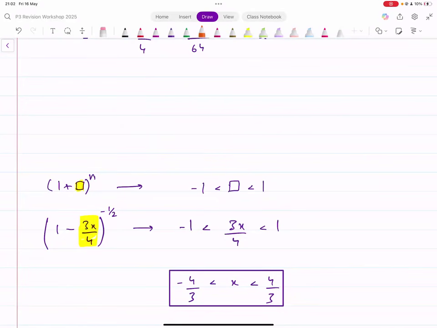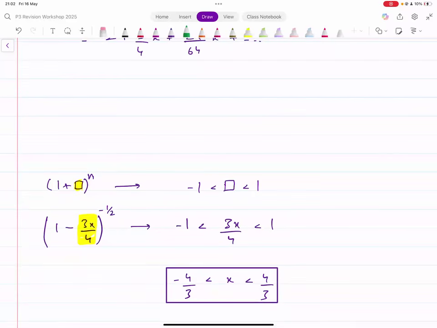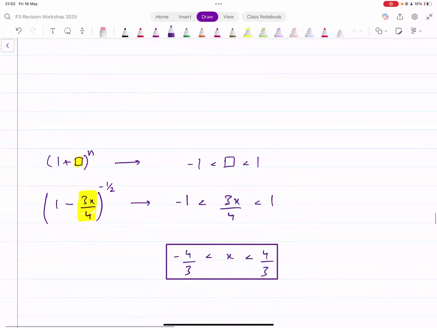And that gives you, when you multiply by 4 on both sides, minus 4 and 4. Divide by 3, and that gives you x between minus 4 over 3 and plus 4 over 3. This is the set of values of x for which this expansion is valid. Now, in this case, if you have a negative sign here, for finding this interval, you could actually ignore this. It would not make any difference. That will simplify things for you.